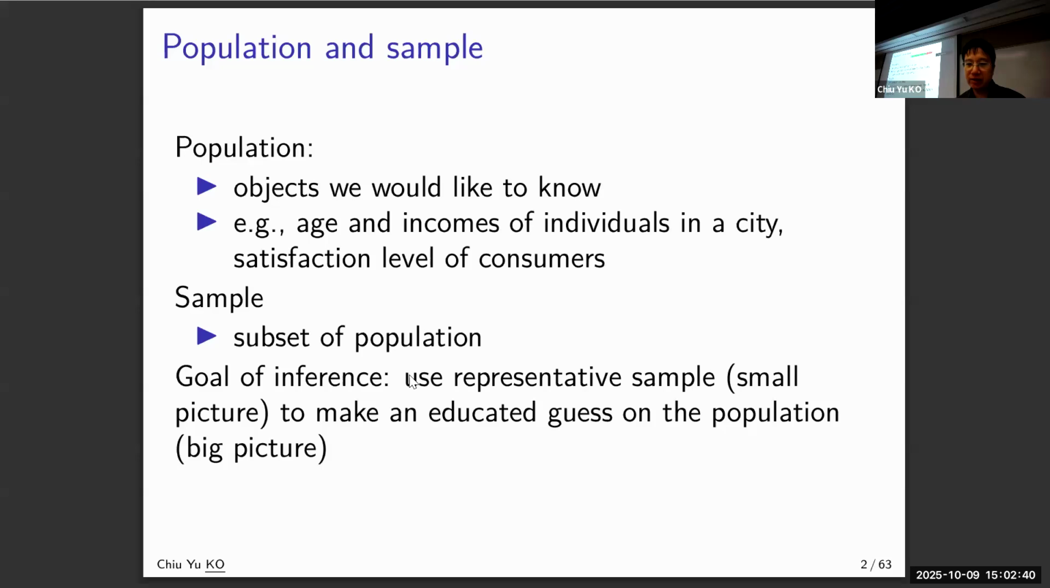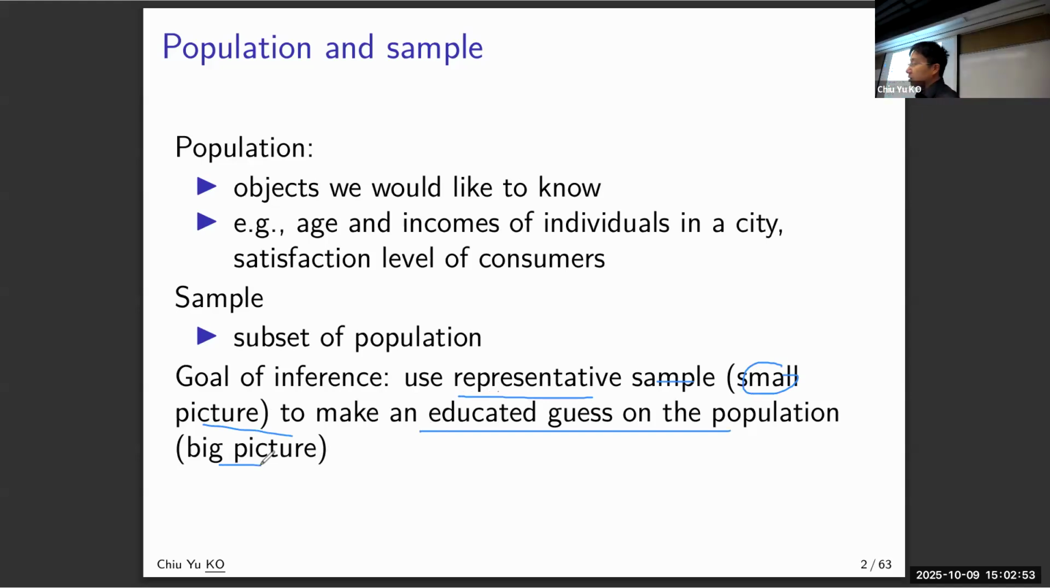So let me say again, we can use the representative, that's a very important word, small picture, that's the sample, to make a guess on the big picture. Use small to say something about big. That's what sampling is. We use data to make a decision.